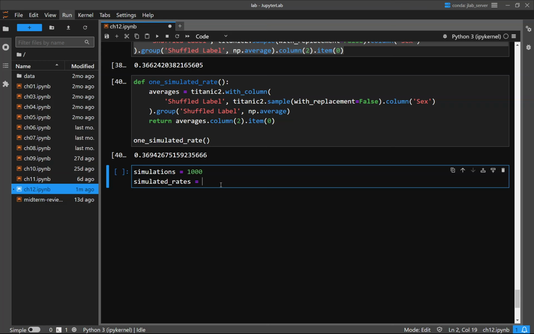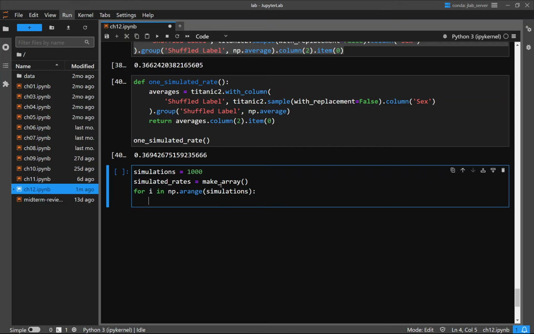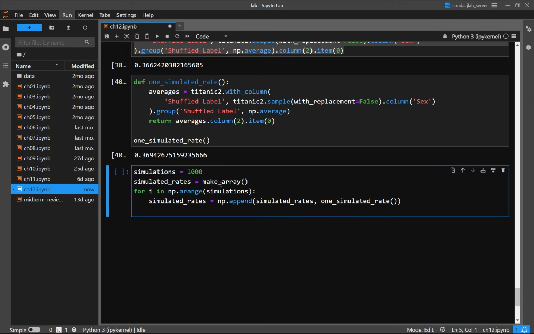Simulated rates is an empty array, for i in np.arange(simulations). What do I want to do? I would like to get a new simulated rate, append that to my simulated rates array so I can keep track of them all, and then assign that right back into simulated rates. Just keep on building up that array.